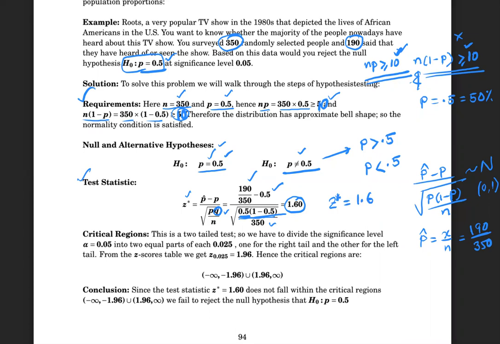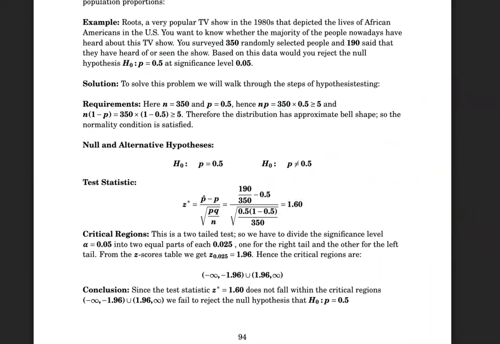Now the critical region. I have to clean up the screen. For the critical region, I'm going to draw this bell-shaped curve with a mean of 0 and standard deviation of 1, which tells you that it is standard normal distribution.